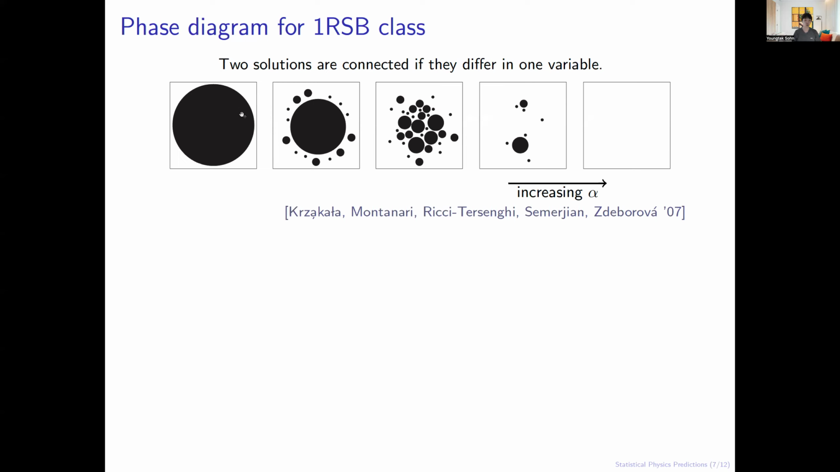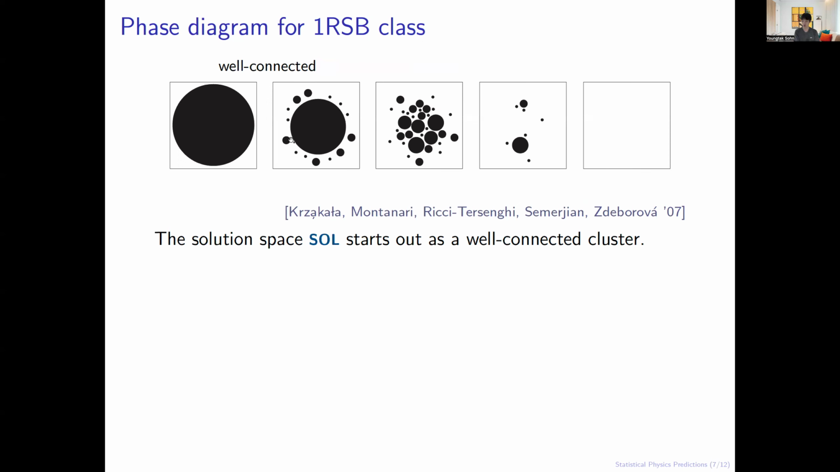What these black blobs represent is a connected component of the solution space. Here, let's connect two solutions if they differ in one variable. This gives us a connected structure of the solution space. And then a cluster is defined to be a connected component of the solution space. So two solutions are in the same black blob if there is a solution path that connects the two. When alpha is very low, there are not many constraints, so there's a lot of freedom to move around. So the solution space starts out as a well-connected cluster.